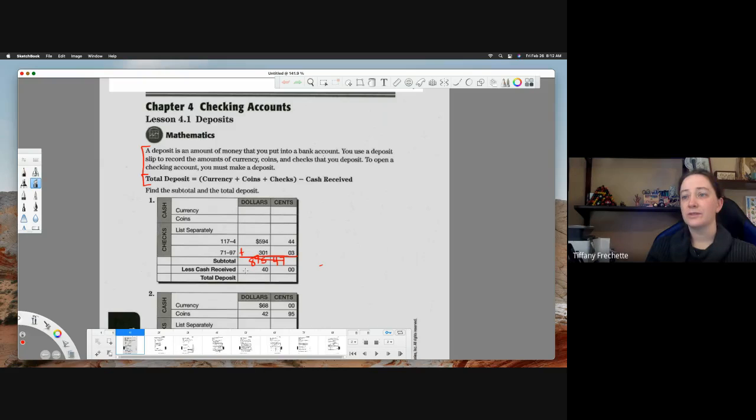Now, less cash received. It says less, so it's telling you that that's not going to be part of your deposit. You're asking for that back. Maybe you had a lot. Oh, and these are checks too.